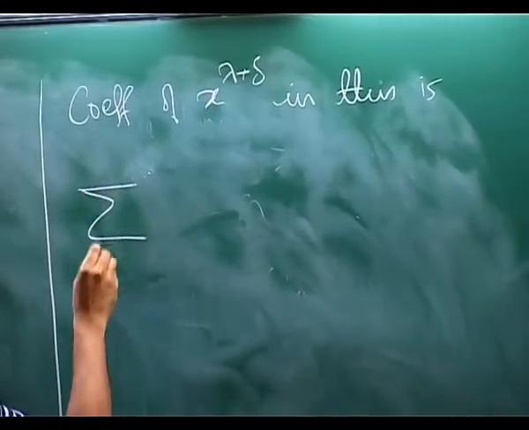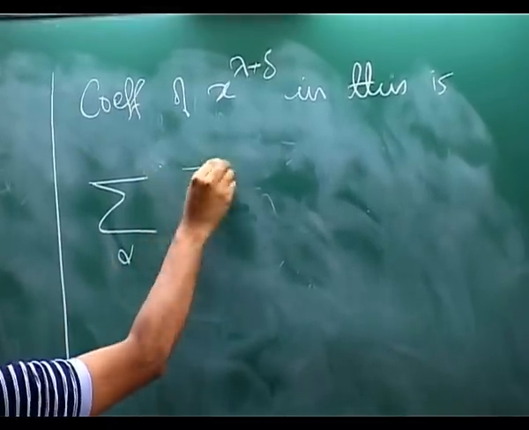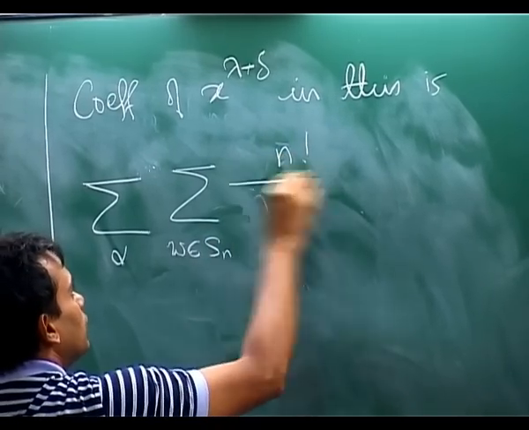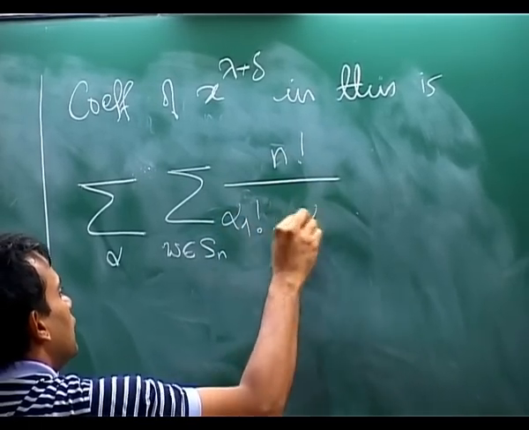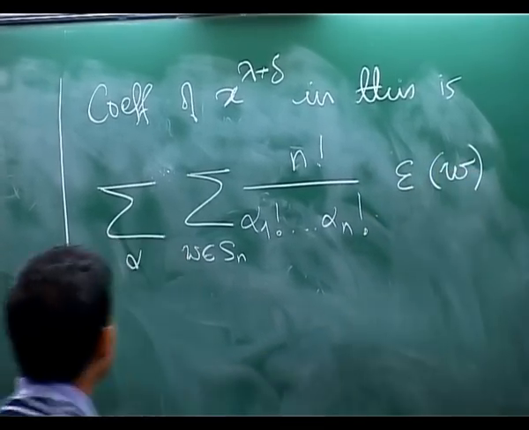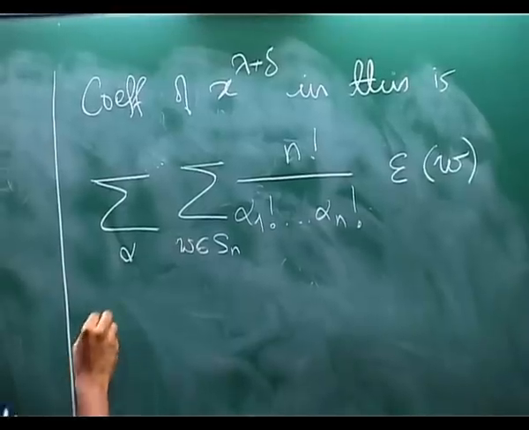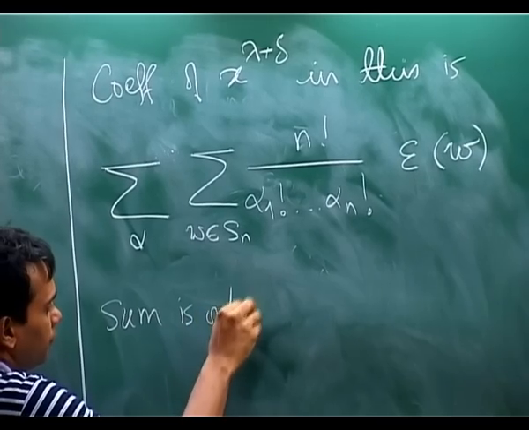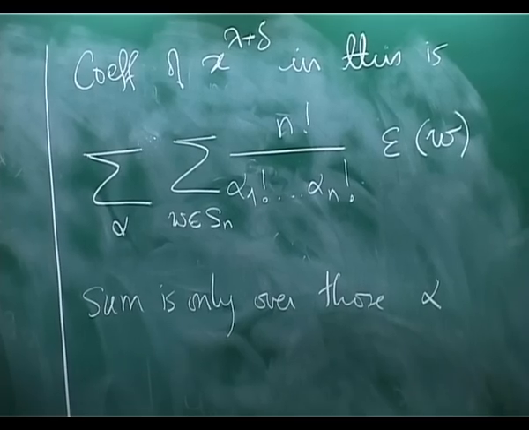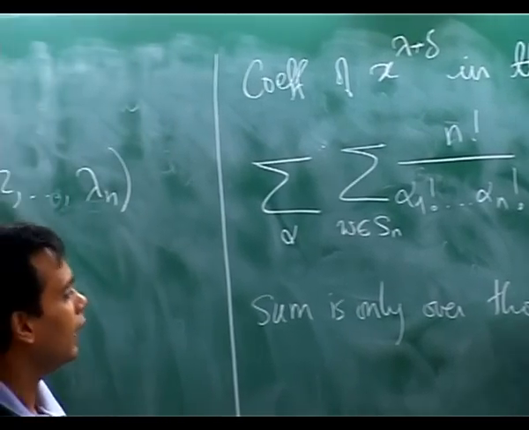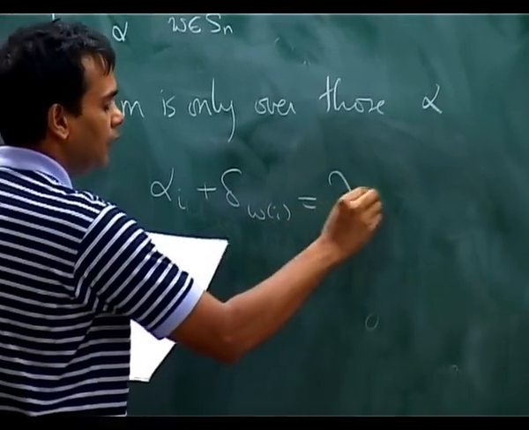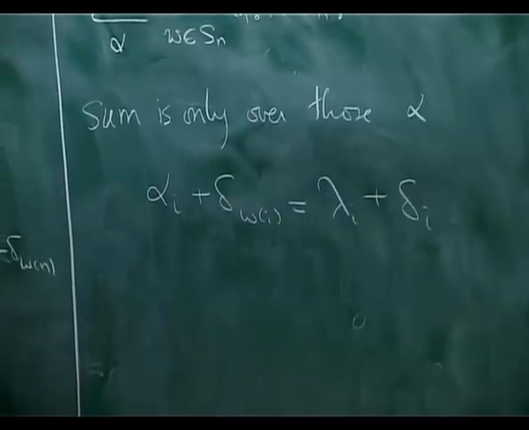sum over all alpha. Now there will be a restriction on this alpha, sum over all w in Sn, and then you will have n factorial over alpha 1 factorial, alpha n factorial, and then you just have epsilon w, and now the sum is over those alpha, of course the alphas need to be non-negative integers and they need to add up to n, but you also need to have that alpha I plus delta wi is equal to lambda I plus delta I, only those ones.